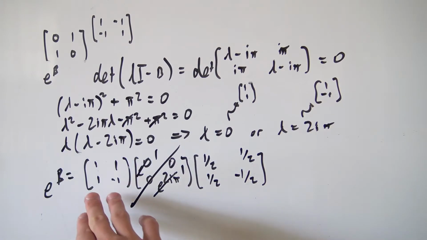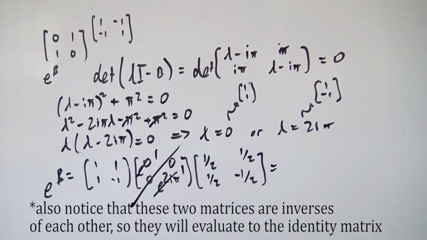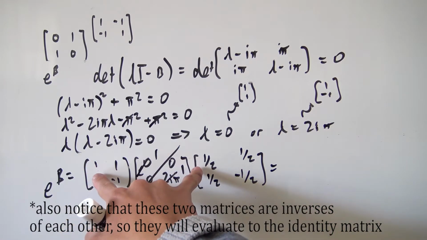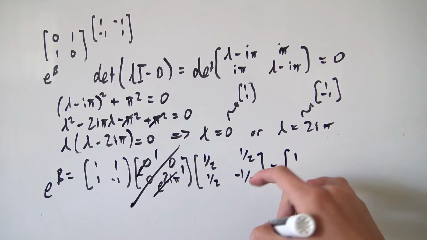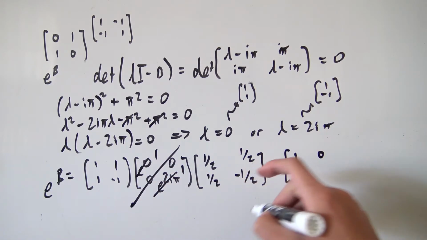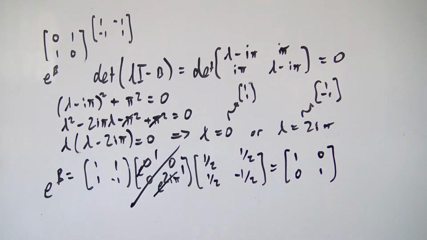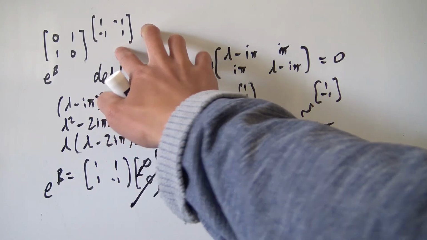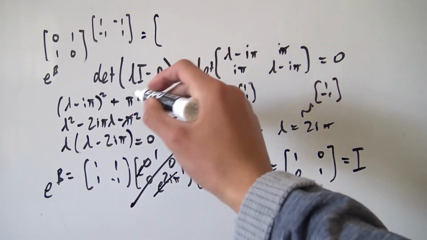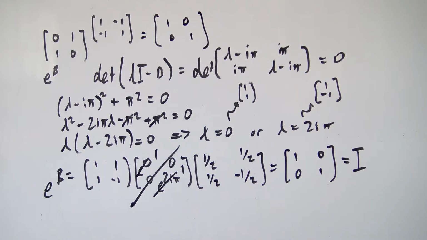And all we're really left with is this matrix times this matrix. And if you do the matrix multiplication on that, first of all, you're going to get 1/2 plus 1/2, which is 1. For the next entry, we're going to get a half minus a half, which is 0, and then 0, and then the last one is 1. So in fact, we end up with the identity matrix, which is pretty cool. So this whole thing right here just evaluates to the matrix 1, 0, 0, 1. And there you go. That's an example of how you raise a matrix to another matrix.